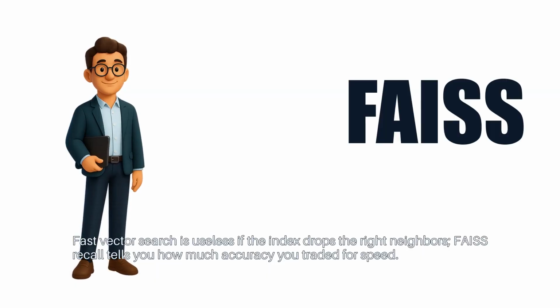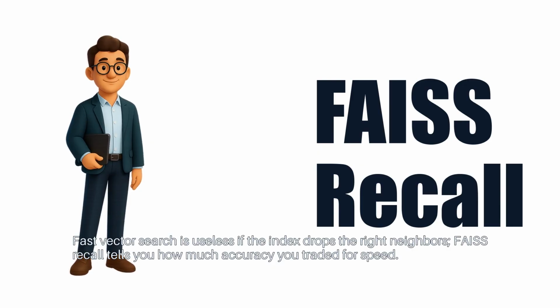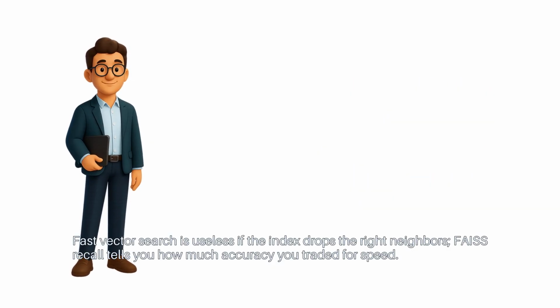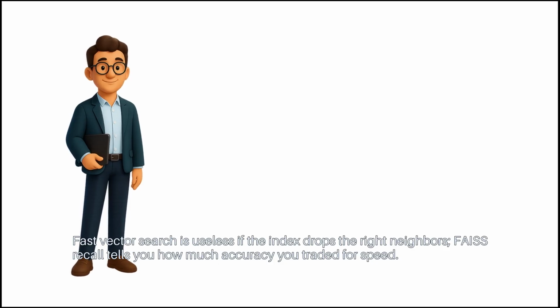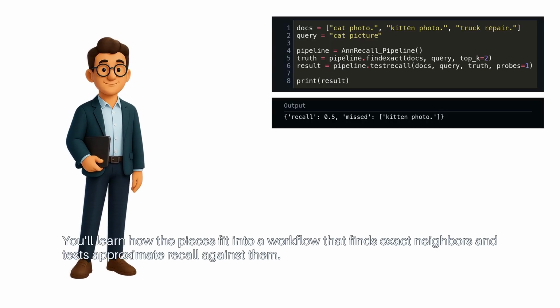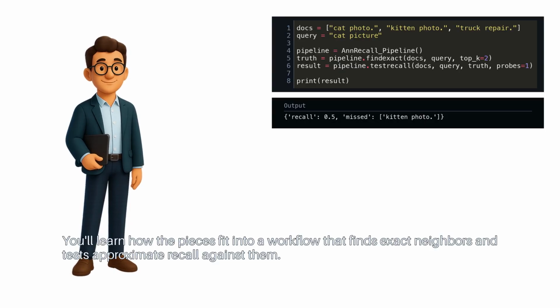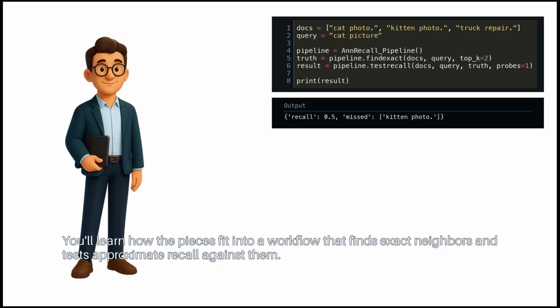Fast vector search is useless if the index drops the right neighbors. FAISS recall tells you how much accuracy you traded for speed. You'll learn how the pieces fit into a workflow that finds exact neighbors and tests approximate recall against them.